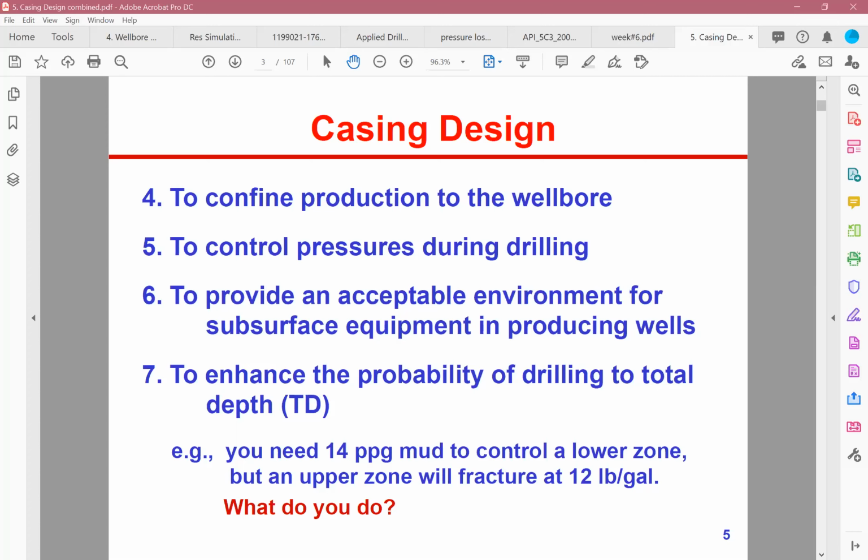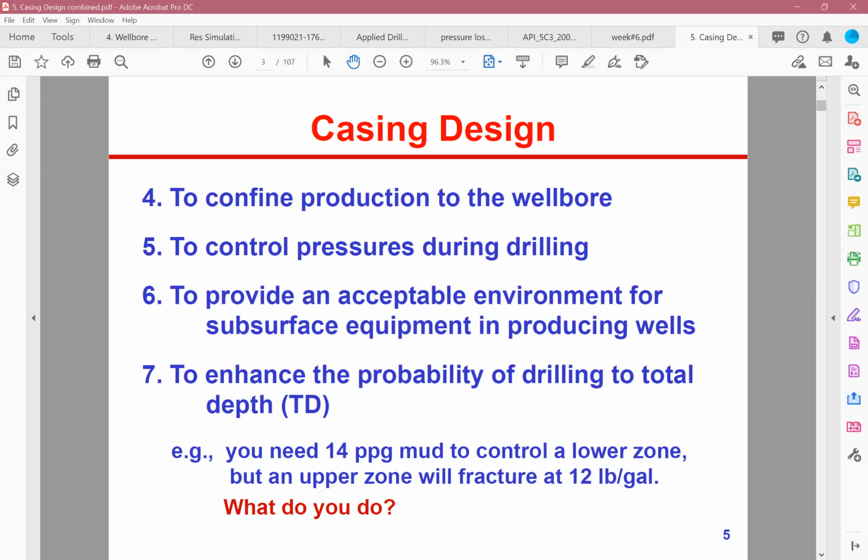And basically, overall, you can say that the casing is for well integrity. Well integrity means that you have a wellbore that is environmentally and also structurally sound, right? You don't want to have a wellbore that has issues with both the environmental and structural properties.